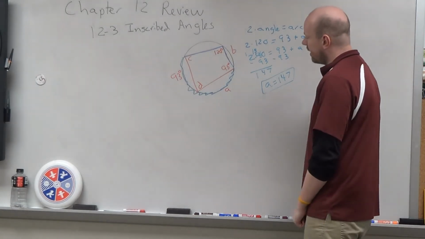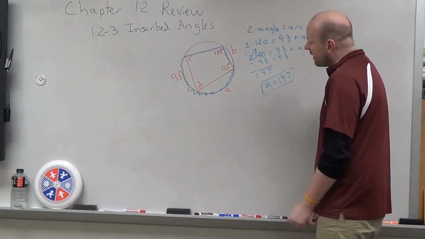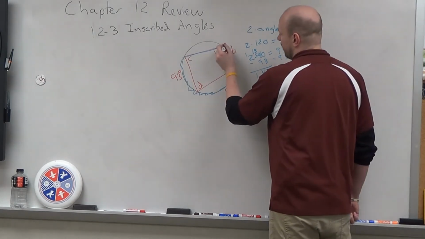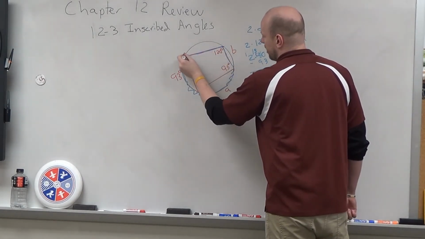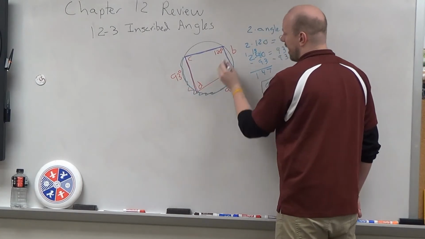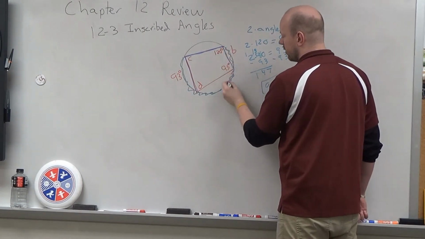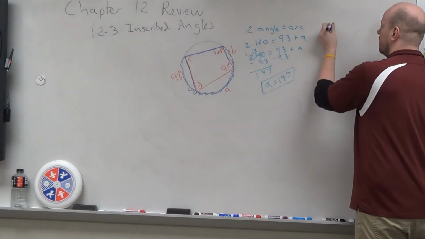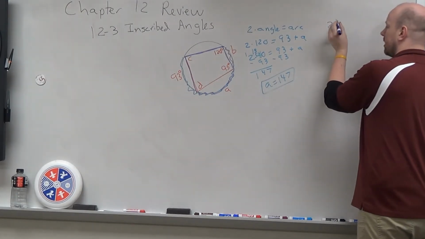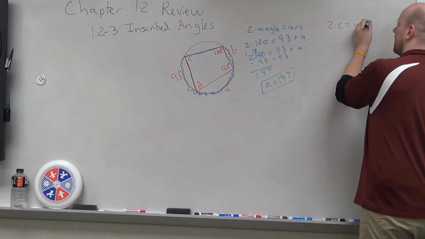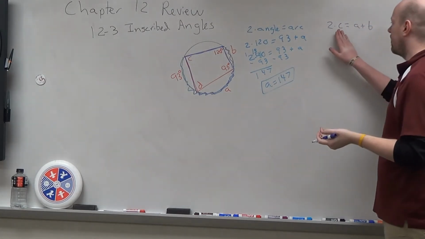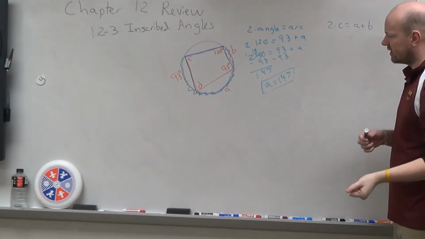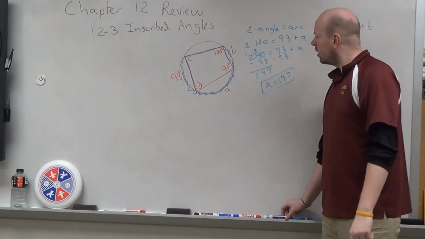Let's see, looking at B, that's kind of difficult to do right now, because if I look at B, I need to know A and C. So B is going to be, again, that 2 times my angle. So 2 times C is going to equal A plus B. And unfortunately, I don't know C or B yet, so I can't really break that one apart just yet. Well, actually, I can.